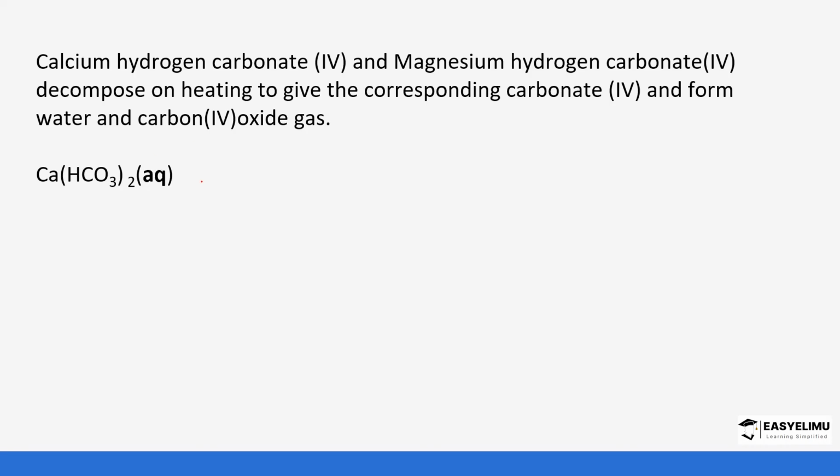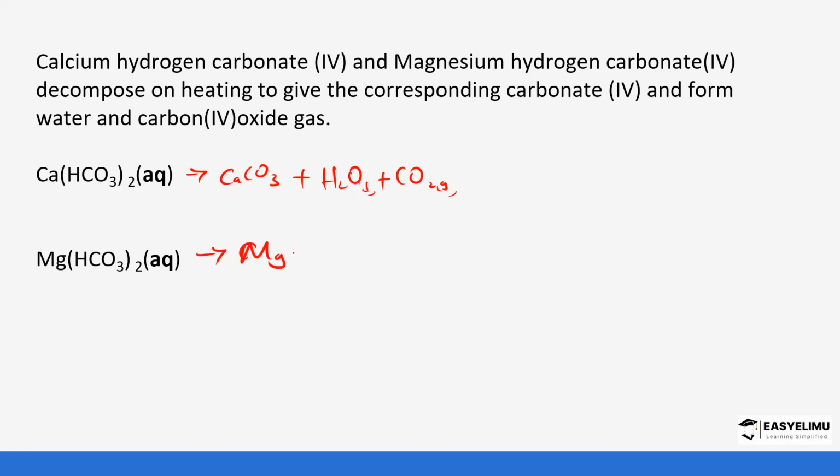So we form calcium carbonate, water, and carbon 4 oxide. You can see it is balanced. And then magnesium hydrogen carbonate will form magnesium carbonate. Remember, this is solid, plus water, and carbon 4 oxide gas.